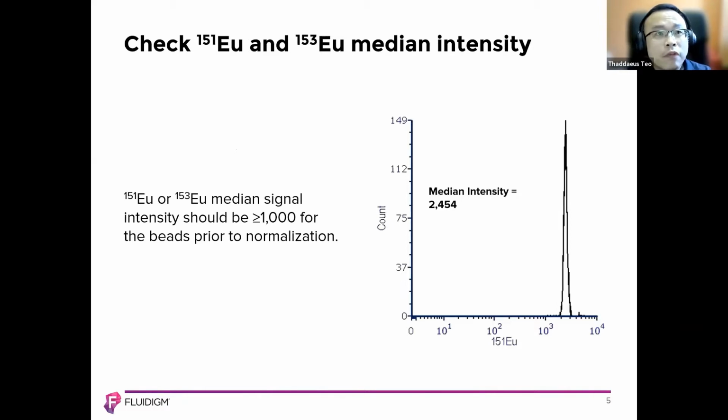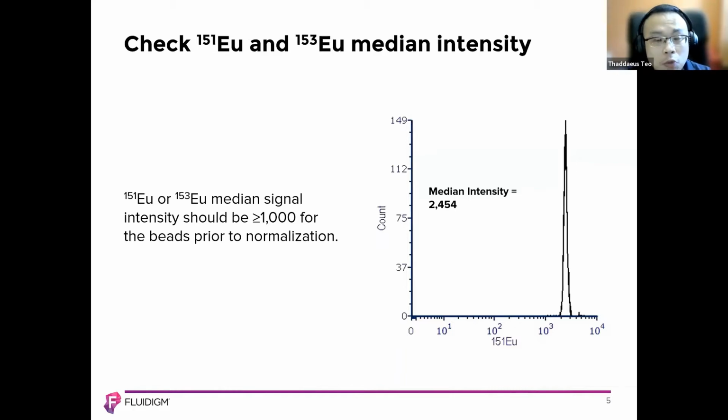So you have to look at 151 and 153 Eu to make sure that the median signal intensity is more than 1000 for the beads prior to normalization. This is usually done when you are looking at QC for your EQ beads, or you can actually use it to look at the EQ beads that are inside your sample as well. But I personally recommend it with your EQ beads QC. If it's lower than 1000, please look at your system. You might need to do a bit of a wash on the front end to make sure everything is in order. It might be a bit dirty, so you just clean it up and it should be ready for your sample run.